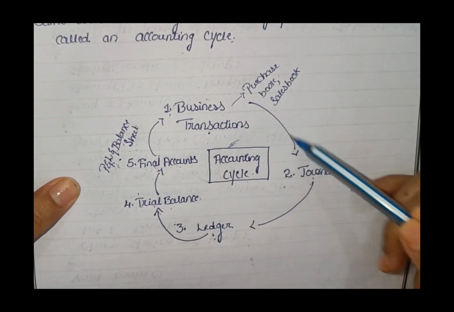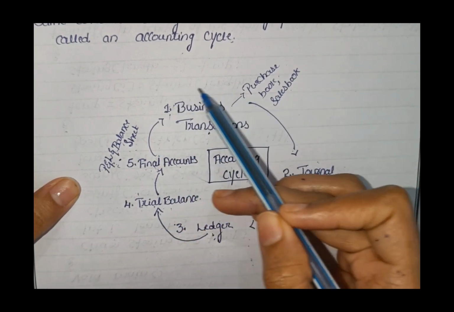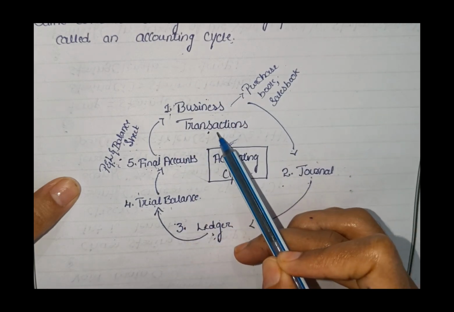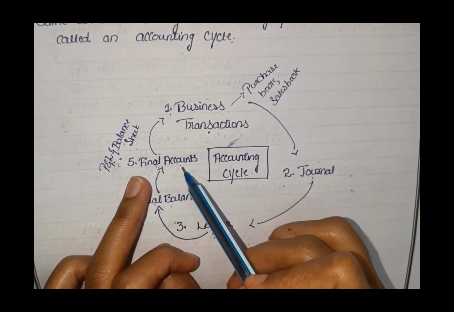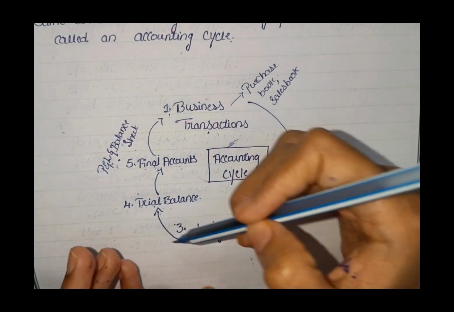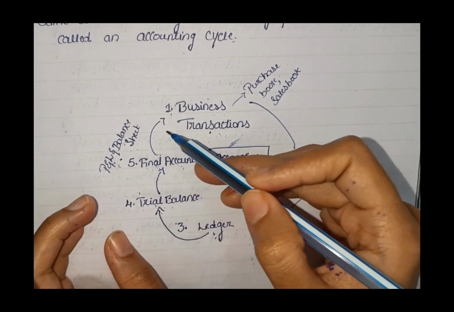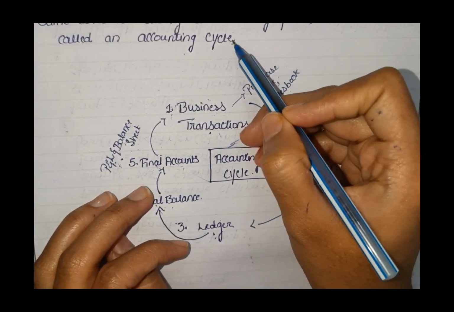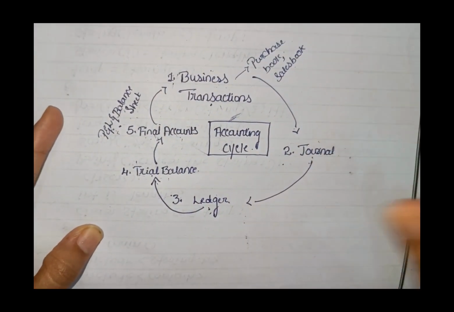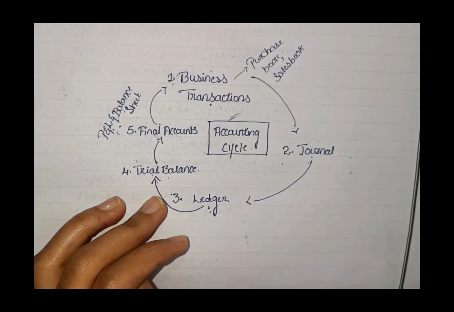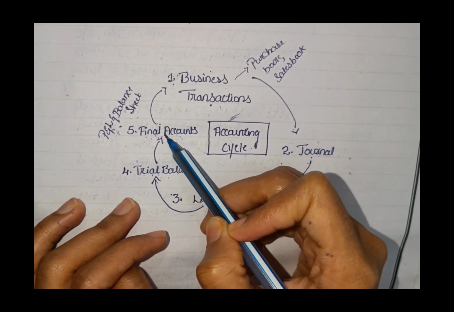Accounting cycle is a complete sequence of accounting process, which begins with a business transaction and ends up with a final account, which are repeated in the same direction in each accounting period. That is called the accounting cycle. Next we have to move on to the accounting process. The first one is business transaction, second is journal, third is ledger, fourth is trial balance, fifth is final account.